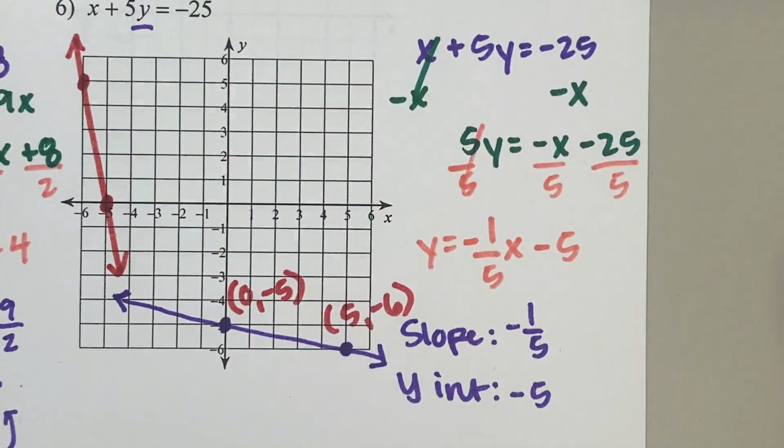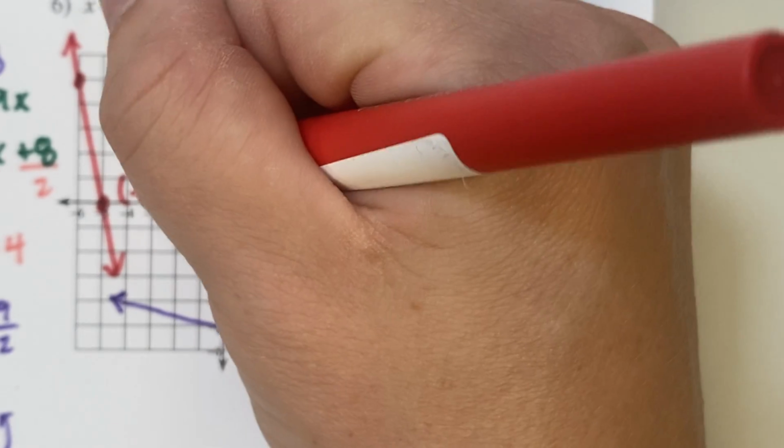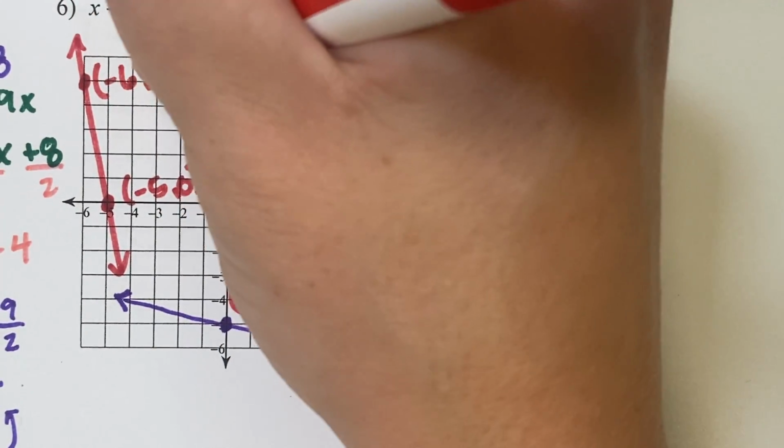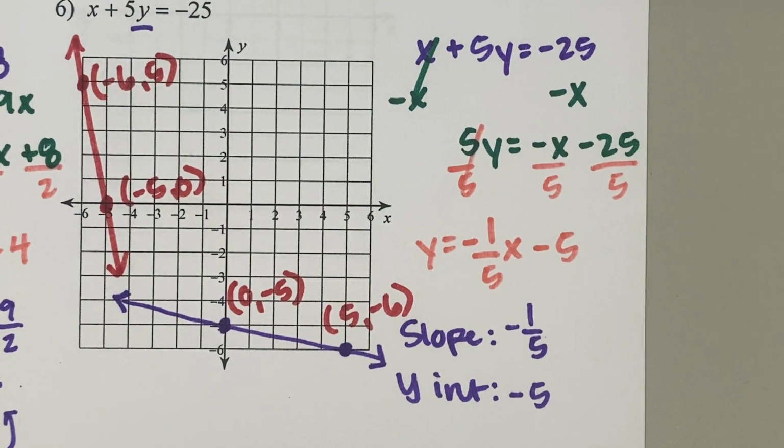And there we go. There's our inverse function. So this one turned into negative 5, 0. This one turned into negative 6, 5. Literally, we just switched those coordinate points.